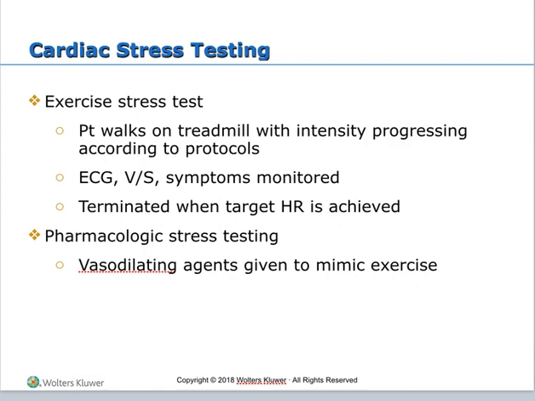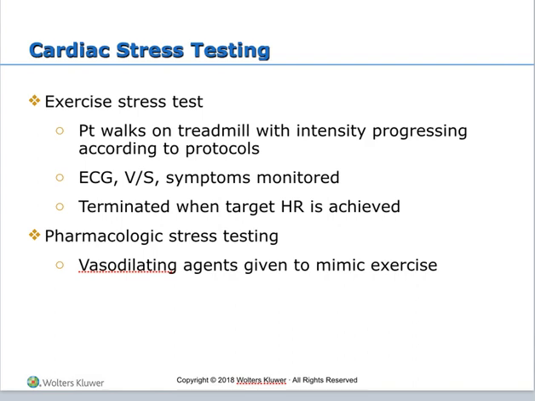What they're looking for is electrical conduction changes that indicate inadequate blood flow in the coronary arteries. Most commonly that is ST segment elevation or depression. ST segment elevation or depression signifies ischemia to the heart, and we would stop the test. I'm going to talk more about ST segment in my EKG recorded seminar.